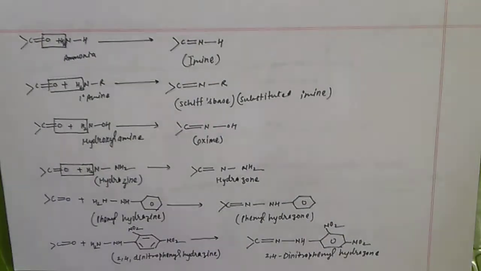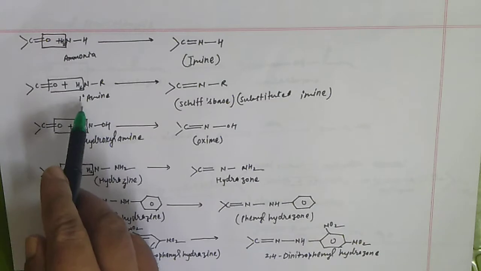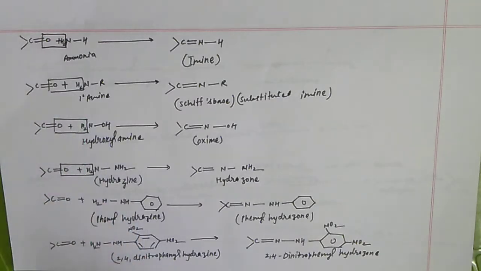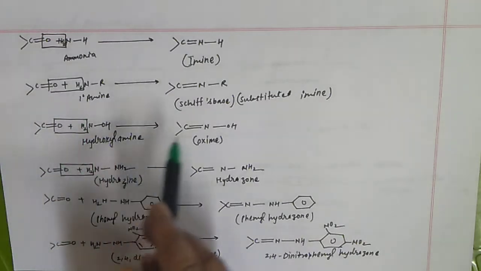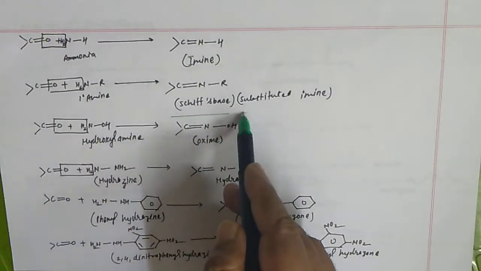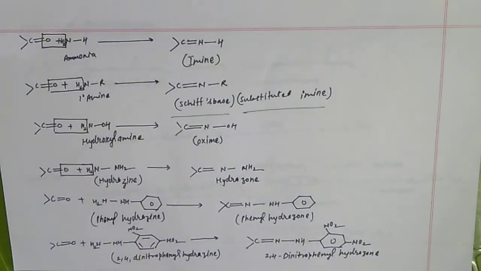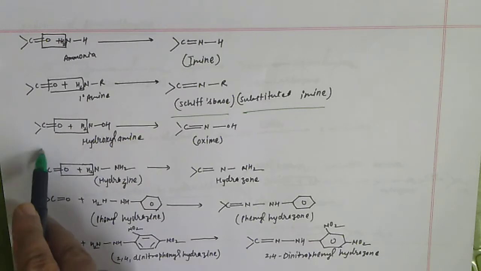Now let us move on to another problem. What is the other problem? If you are heating with an alkyl amine, that is, a primary amine, it will also give the Schiff base, that is, the substituted amine, the imine.